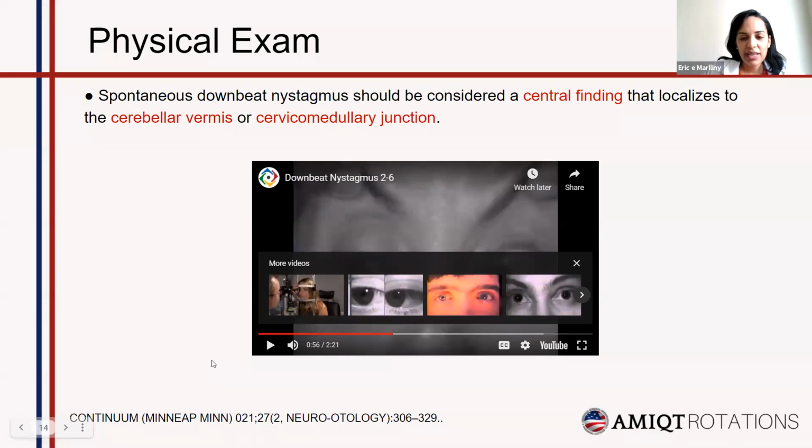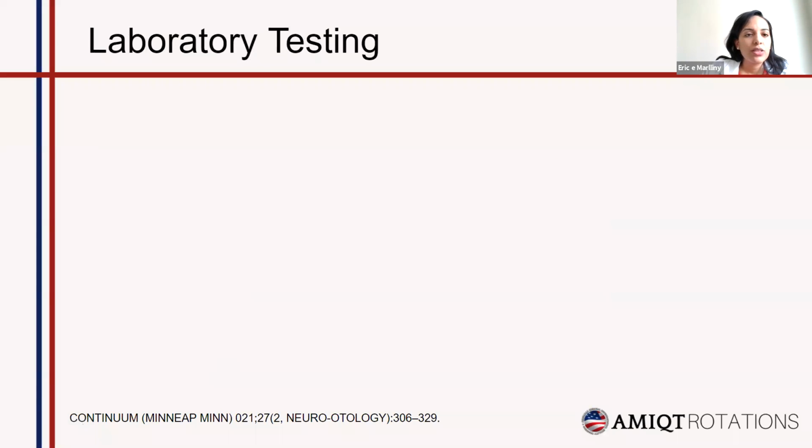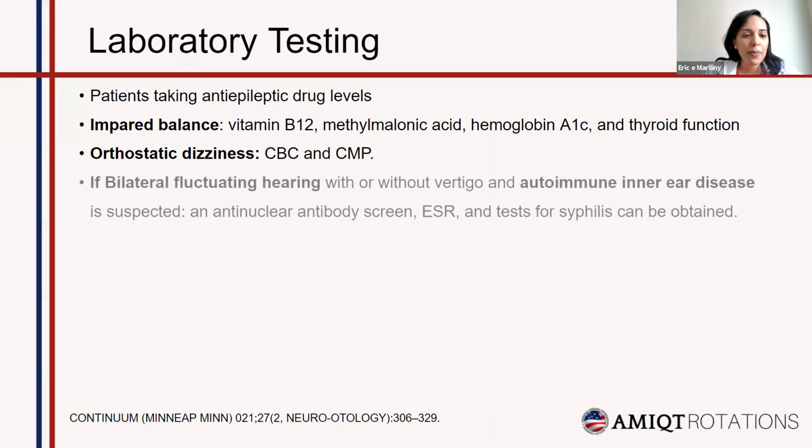Okay, so this is a very classic finding. Laboratory testing is really important too. If the patient is using antiepileptics, make sure you test the drug levels. If he has impaired balance, vitamin B12, methylmalonic acid, hemoglobin A1C, and thyroid function can be assessed. If he has orthostatic dizziness, CBC and CMP.